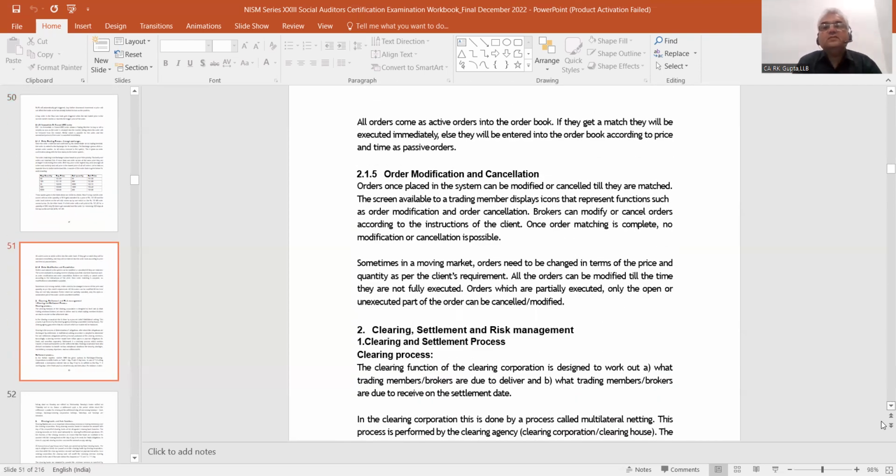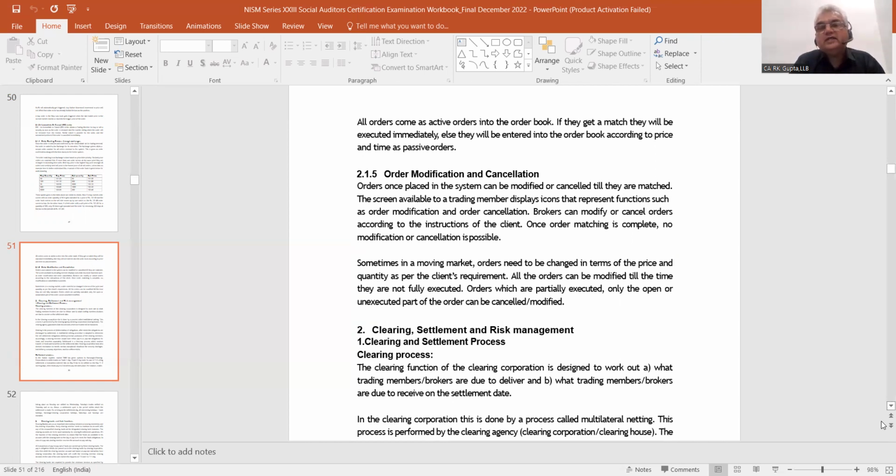Now all orders come as active orders into the order book. So normally all orders are active orders. So if they get a match, they will be executed immediately, else they will be entered into the order book according to price and time as passive orders. Next point is order modification and cancellation. The orders once placed in the system can be modified or cancelled till they are matched.